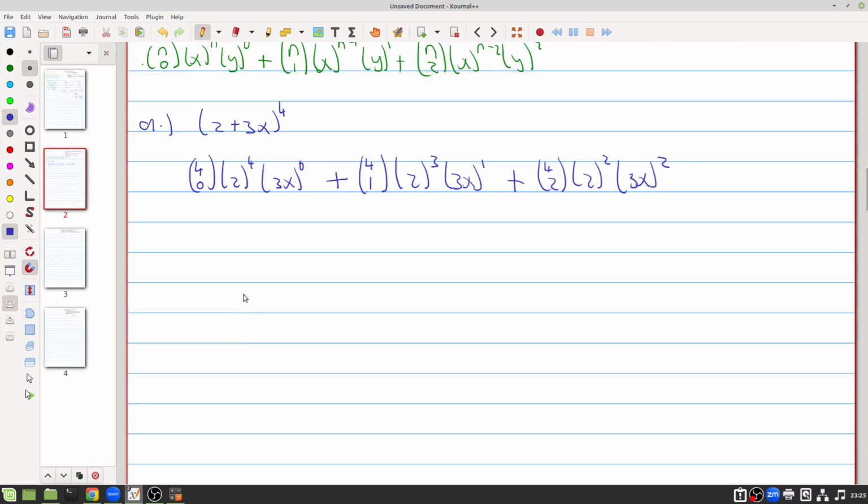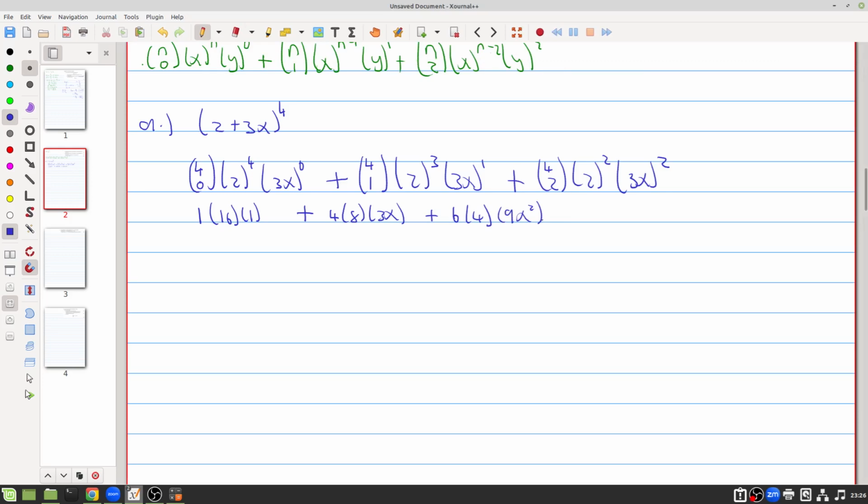Okay, now let's calculate. 4 choose 0 is 1. 2 to the power 4 is 16. And 3x to the power 0 is 1. Plus. And again, we don't have to write out all these steps. I'm just doing that to show exactly what's going on in each step. Now 4 choose 1, that's going to be 4. 2 to the power 3, that's 8. And 3x to the power 1 is just 3x. Plus. Now 4 choose 2, that's going to be 6. And then 2 squared is 4. And then 3x to the power 2 is 9x squared.